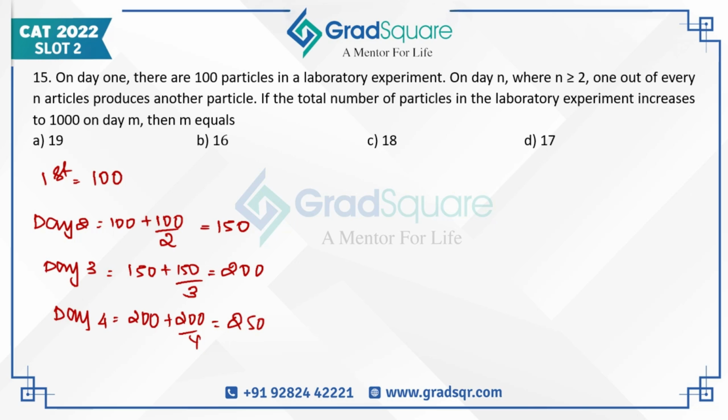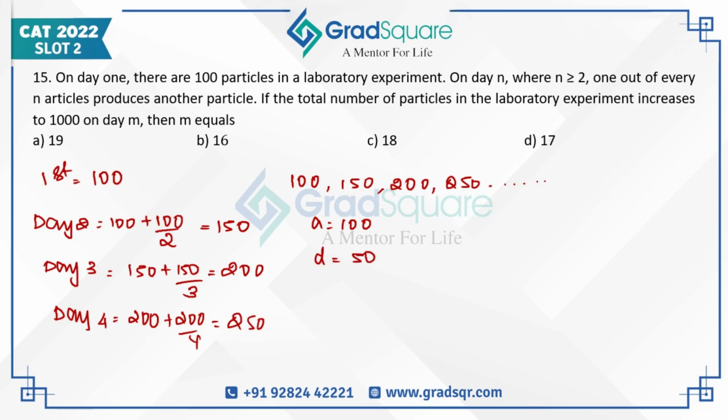Now from the values obtained so far, we can say the given sequence is a progression. What type of progression? We have an arithmetic progression with a constant difference of 50. The first day's total number of particles is 100, so that will become the first term of the progression, and the constant difference d is equal to 50.